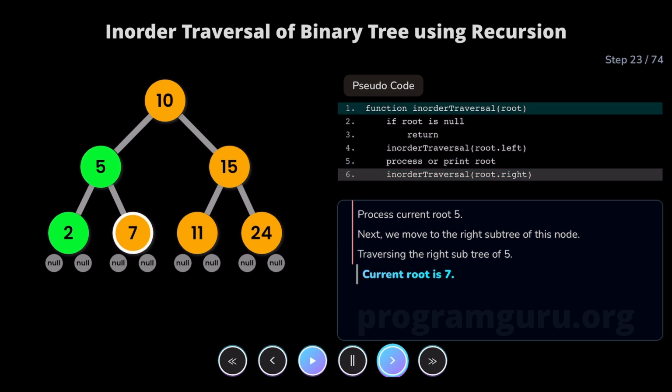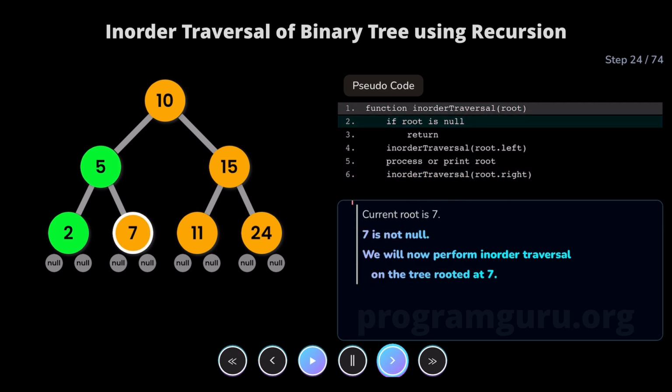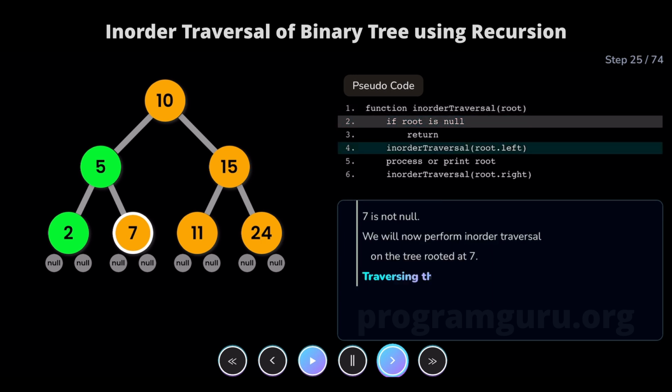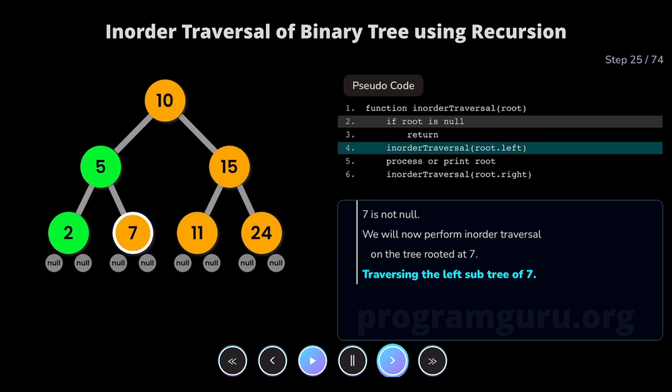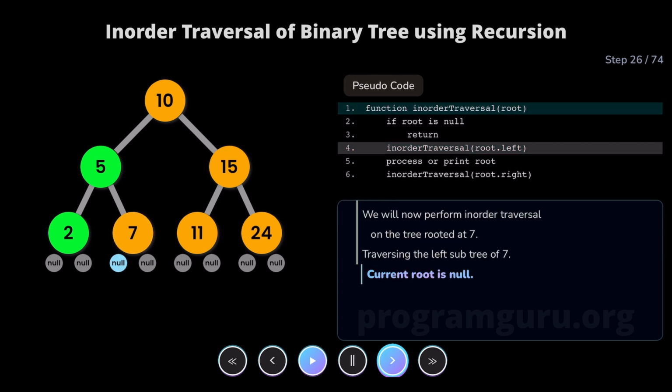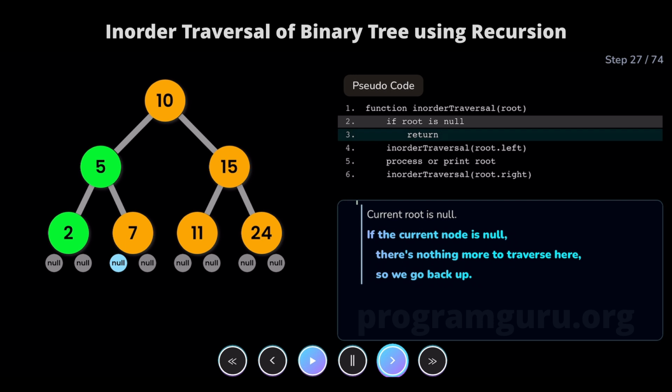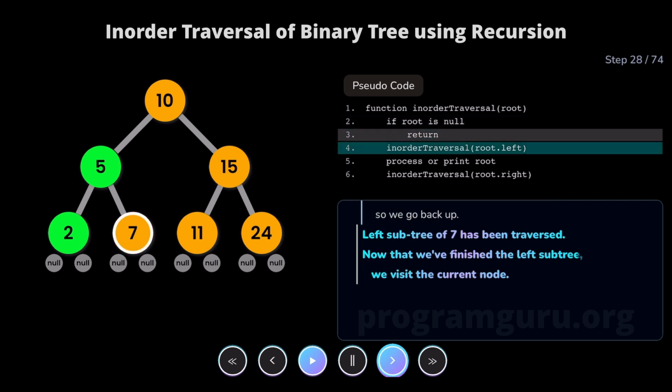Current root is 7. 7 is not null. We will now perform in-order traversal on the tree rooted at 7, traversing the left subtree of 7. Current root is null. If the current node is null, there's nothing more to traverse here, so we go back up. Left subtree of 7 has been traversed.